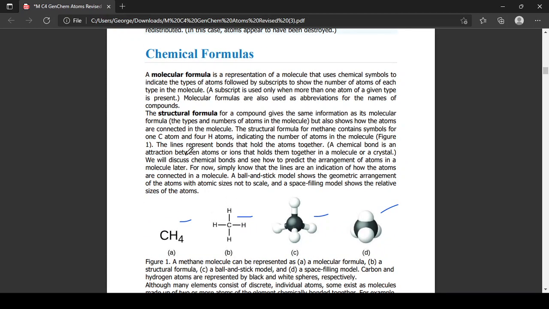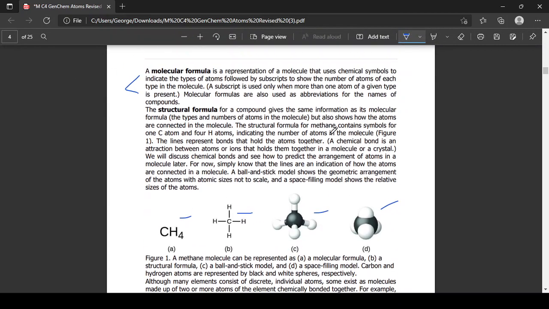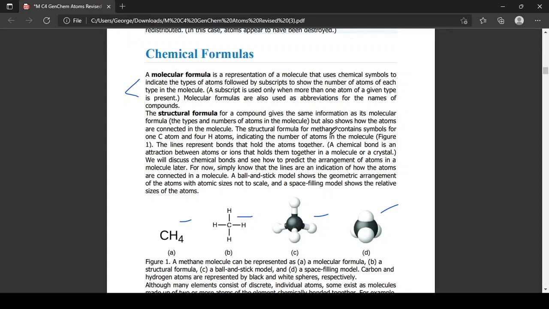Next, we have the structural formula. Next, the structural formula for a compound gives the same information as its molecular formula. The types and numbers of atoms in the molecule also show how the atoms are connected in the molecule.